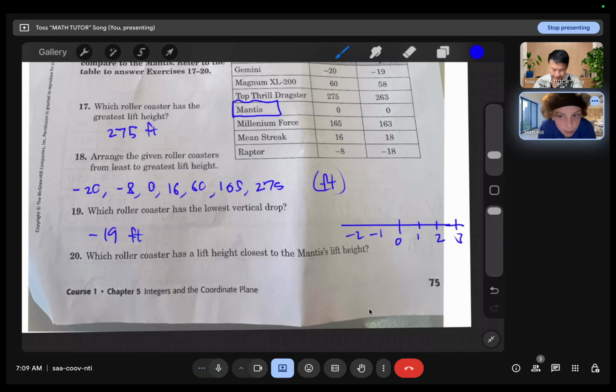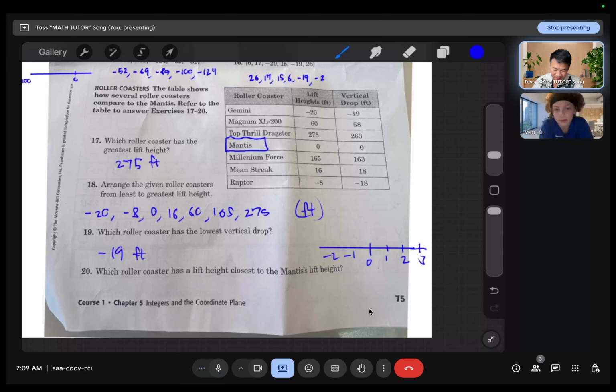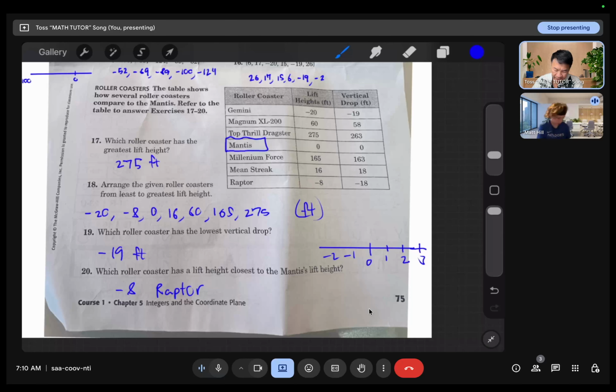Negative 8, right? Negative 8. Yep. You got it, dude. That's it. Negative 8. The Raptor. You have to write the word Raptor down, okay? But you can write negative 8 also. But Raptor must be written because it says which roller coaster, so they want the name of it. So that's it. Raptor. Negative 8 feet. FT. There you go.